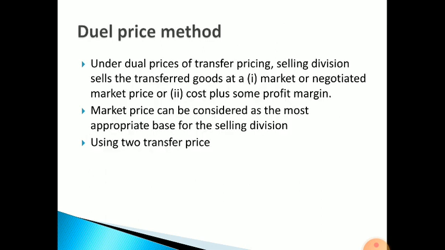Okay, the last method of transfer price is dual price. Under this method, two transfer prices are used. Here, the selling division can charge the price for goods and service under the market price method or the cost plus profit margin method. Here, the most appropriate method is the market price method.